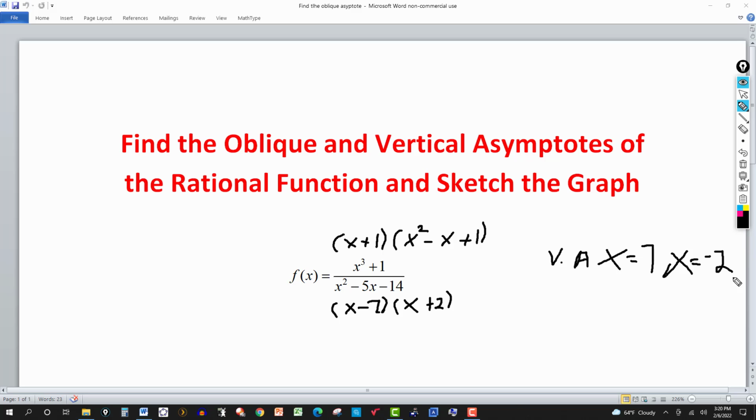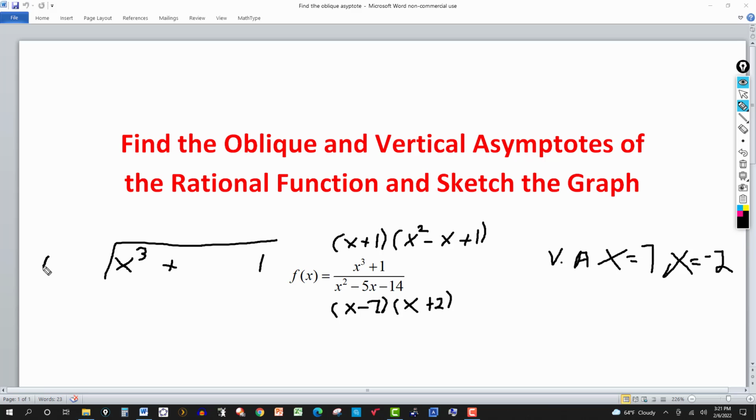Now the graph may cross the horizontal asymptotes or the slant asymptotes. Here we don't have any horizontal ones, so we get this. And it is in lowest terms. There's no factor that will divide out. So to find the oblique asymptote, we simply take the numerator and divide it. Here we use long division by the denominator.